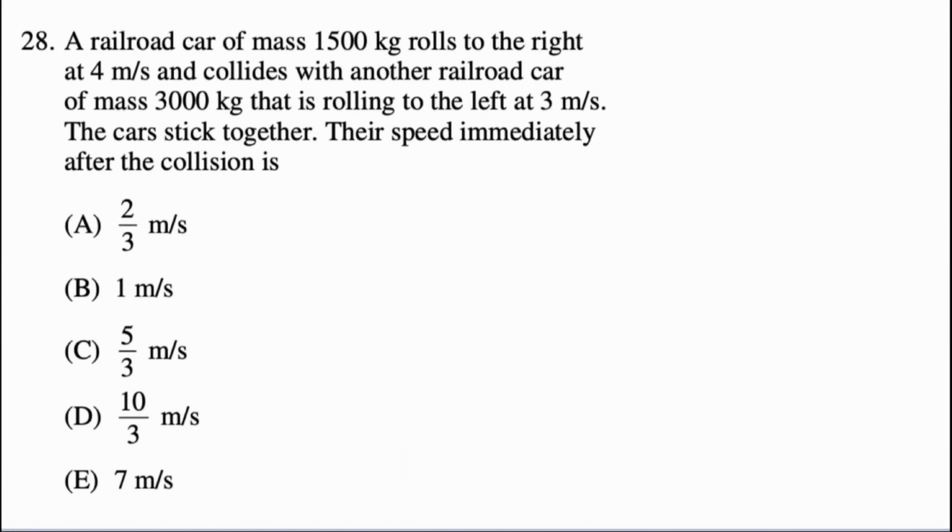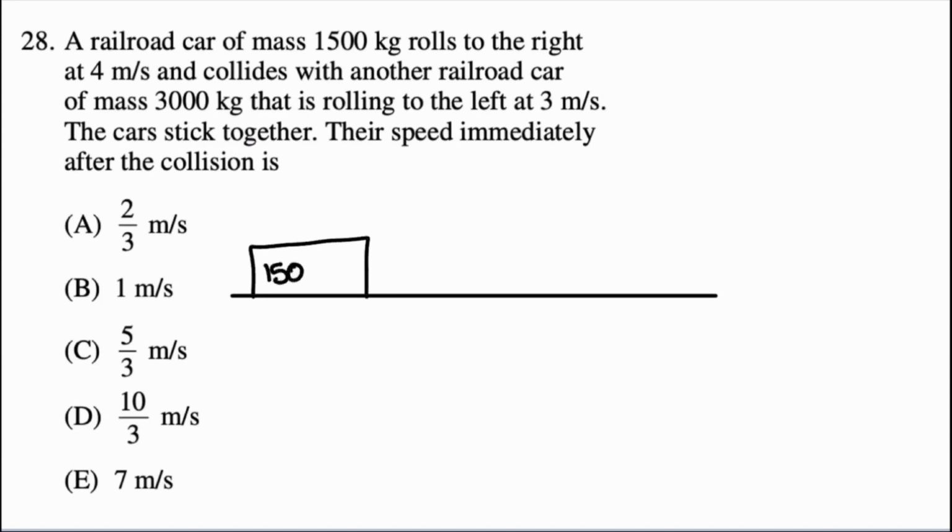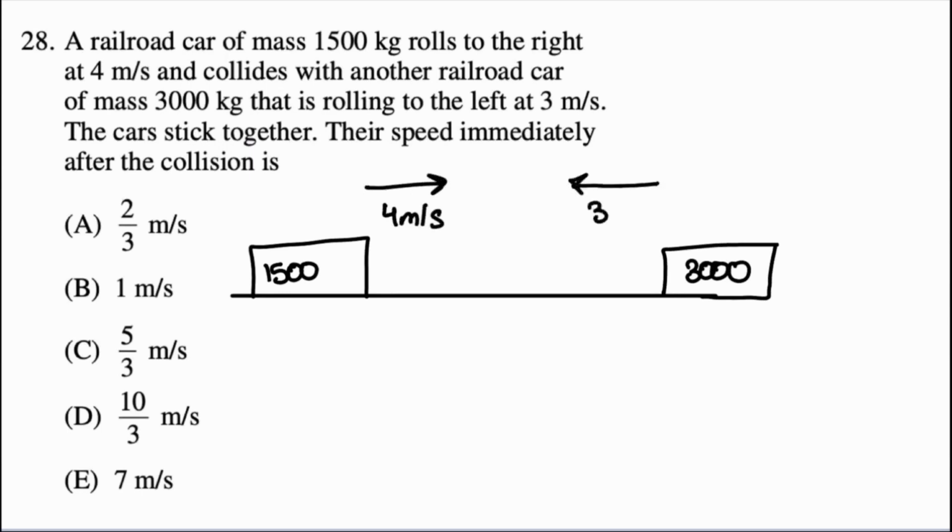I'm going to draw this out just to emphasize the importance of direction. So this is going to be before the collision. We're going to have our 1,500 guy there, and this is going to be our 3,000 guy. And this is rolling to the right at 4 meters per second, and this is moving to the left at 3 meters per second. So these are velocity vectors, so the direction matters. So we need to establish which direction is positive and which is negative. I like to say that the left is negative and the right is positive.